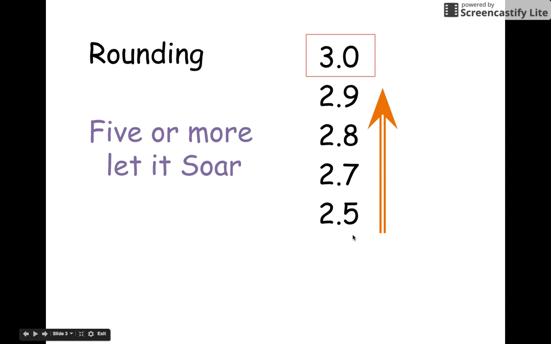If you're rounding up, if it's 0.5 or higher, you go ahead and round it up to the higher number. So 2.5 is going to go to 3, 2.8 is going to go to 3, 2.9724 is going to go to 3. Okay, so you look at the first number after the decimal point. If it's 5 or higher, it's going to be rounded to the next whole number. So 5 or more, let it soar. 5 or more, it's going to go up.